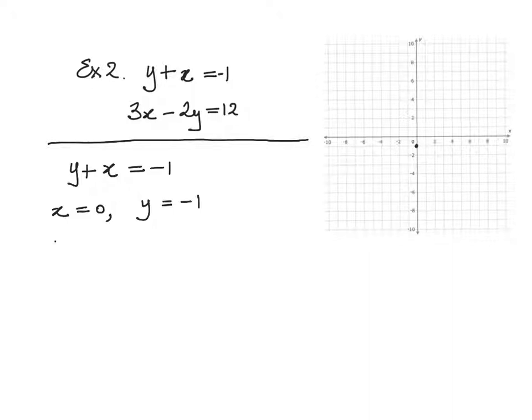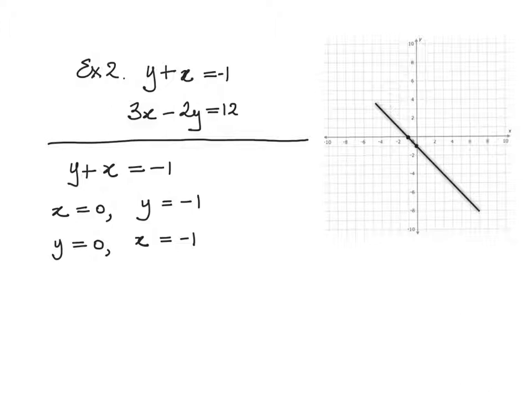I can then say, let me set y equal to 0 and see what value x has. Well, if y is 0, it means that x must be equal to negative 1. So the point on the diagram then is minus 1 along, 0 up. And if I draw a line through the 2 points, this is what it looks like.